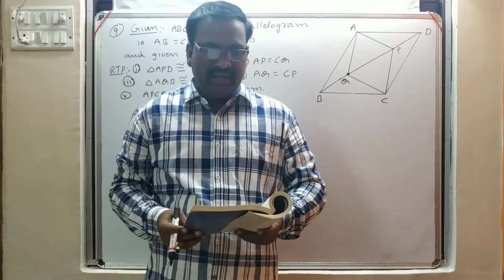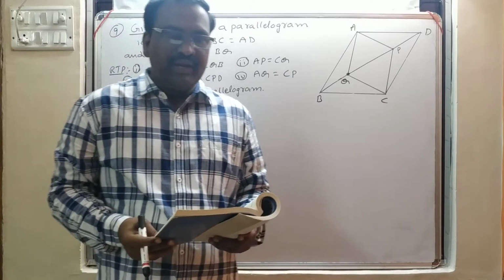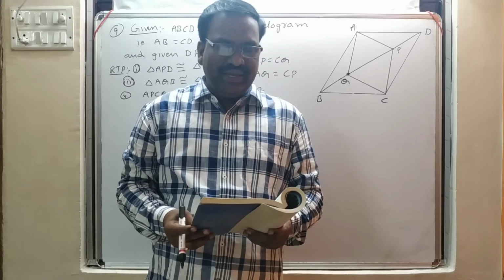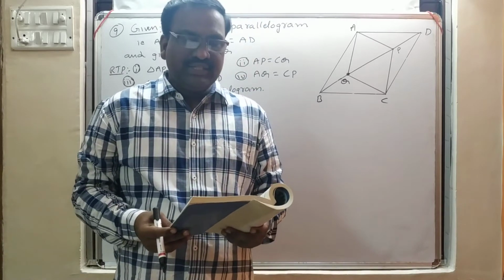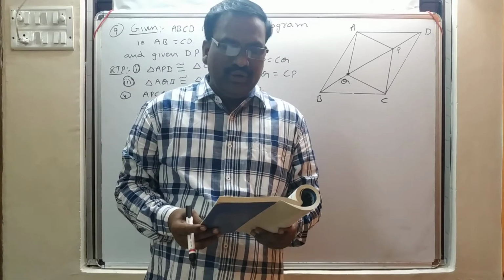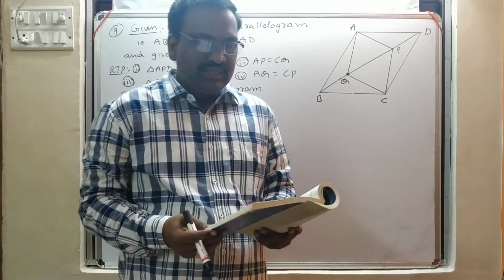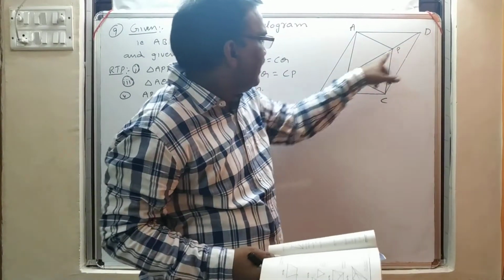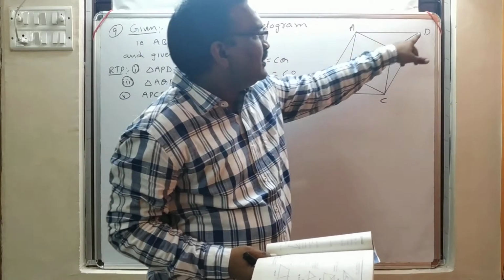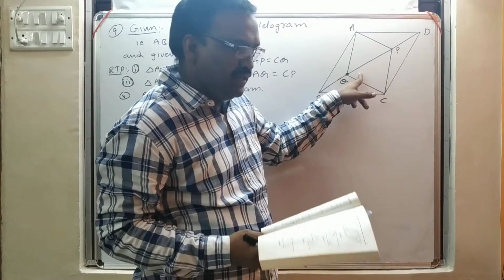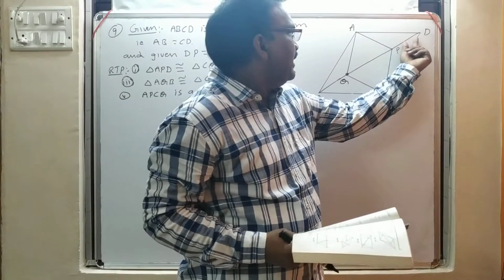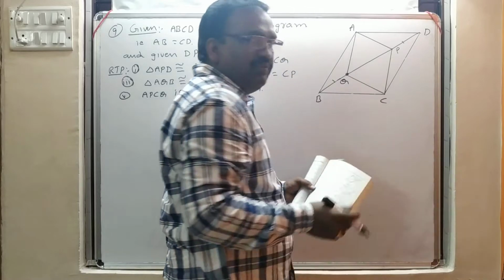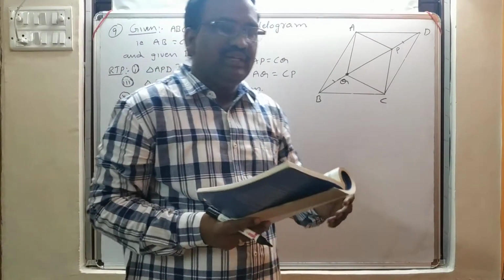Children, next 9th problem. In parallelogram ABCD, two points P and Q are taken on diagonal BD such that DP is equal to BQ. See, it is given ABCD is a parallelogram and BD is one diagonal. On the diagonal two points P and Q are taken such that DP is equal to BQ. So this length is equal to this length, given.